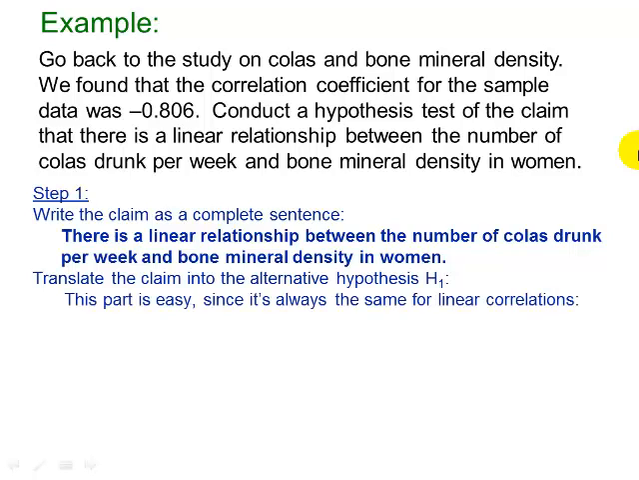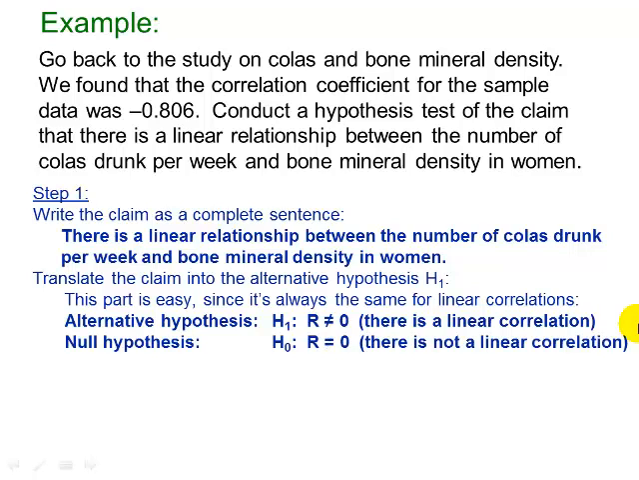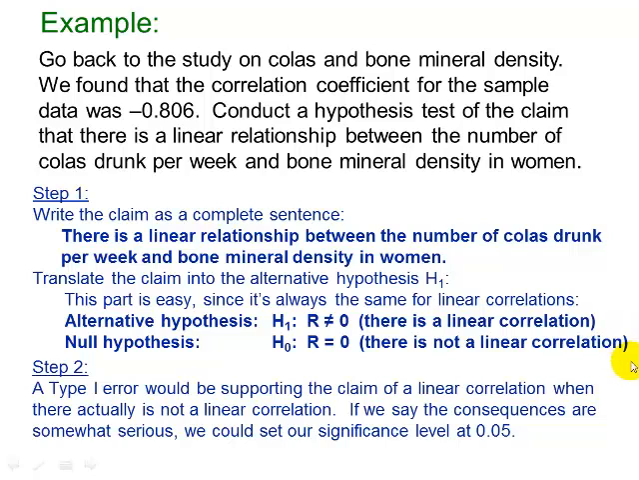This part's easy because it's always going to be the same. So our alternative hypothesis is that R is not equal to 0, or if we want to put it in words, there is a linear correlation. Our null hypothesis is that R is equal to 0 and there is not a linear correlation. For step 2, a type 1 error here would be supporting the claim of a linear correlation when there actually is not one. If we say the consequences in this case are somewhat serious, we could set our significance level at 0.05.